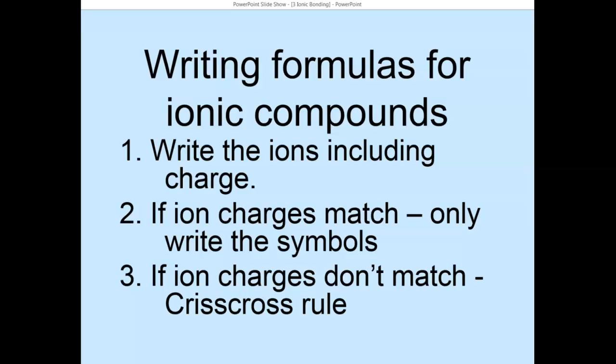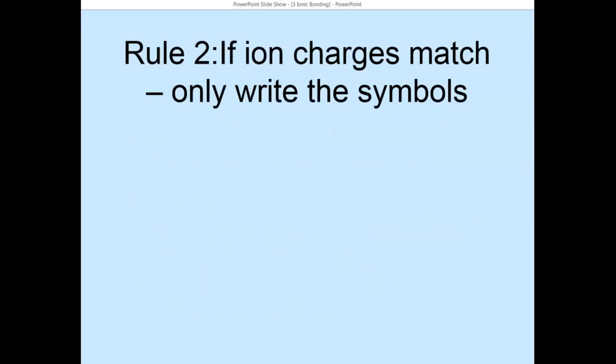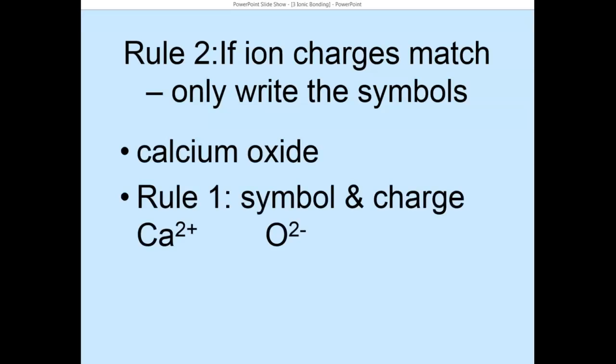If the ion charges don't match, then you're going to do the crisscross rule. So, rule 2. If the ion charges match, write only the symbols. Calcium oxide. Right? So, rule 1 is symbol and charge. Calcium is an alkaline earth element, 2 plus. Oxygen is 2 minus. You put them together because they match. You add them together, you get to 0, and you get calcium oxide, CaO.